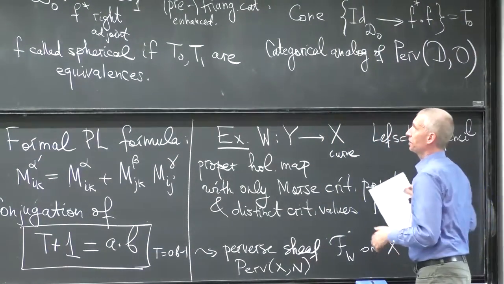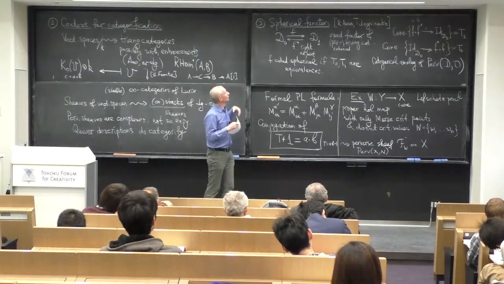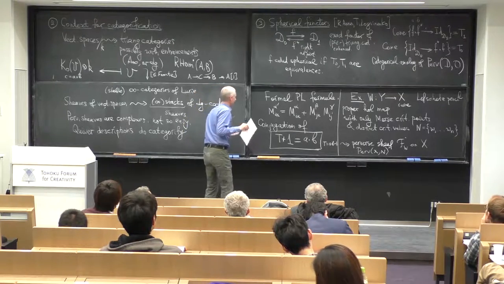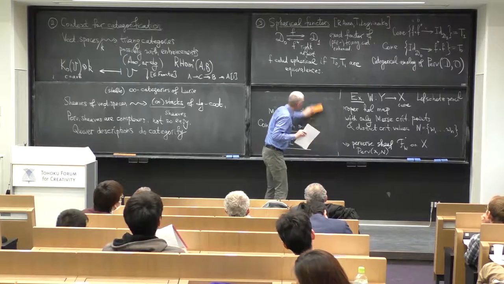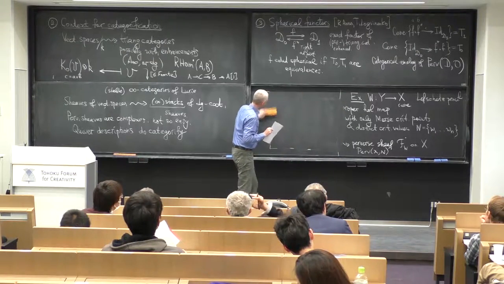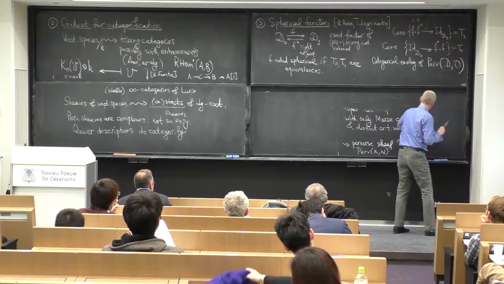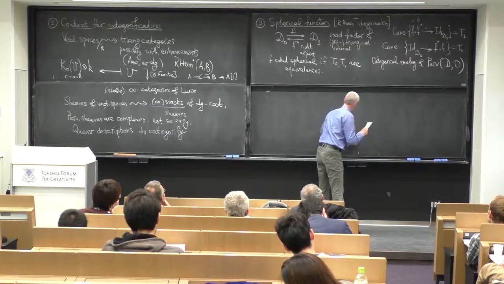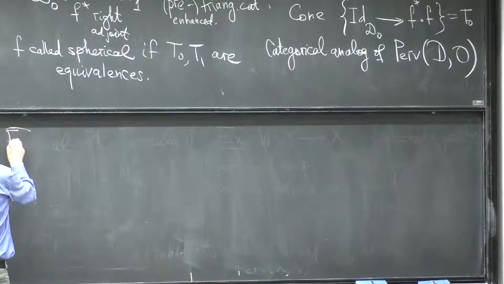Now it may be worth explaining why the term spherical. From this point of view, it would be better to call it perverse functors. Of course, it was not known at that time. For some reason, it was not noticed, even though it's on the surface. Let me explain the term spherical. Let's consider examples.